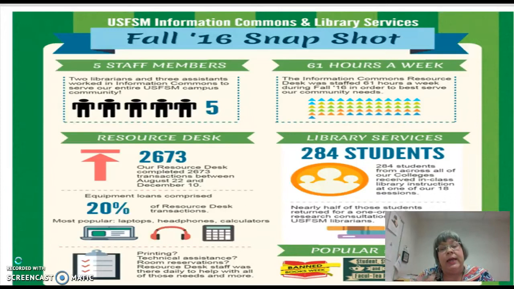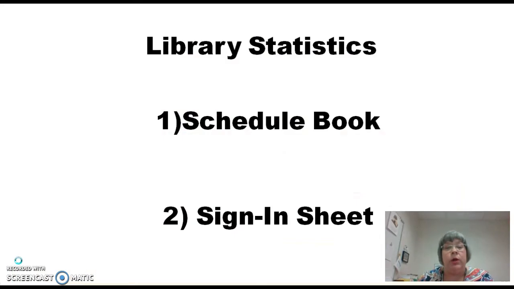So you can see this is an example of a snapshot for an academic library commons, and they had 284 students go to in-class instruction. They had over 2,600 reference questions. So this is just a small snapshot of what libraries track, and it's essential in terms of showing what the library is being used for and securing funding, justifying staff, and all of those things. It's really no different for a school library.